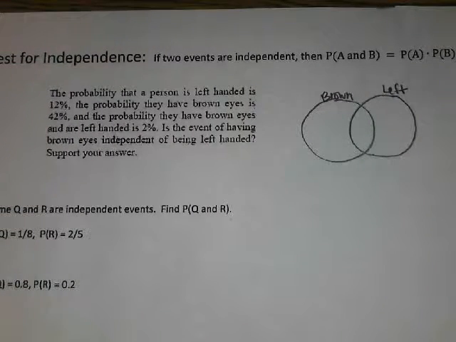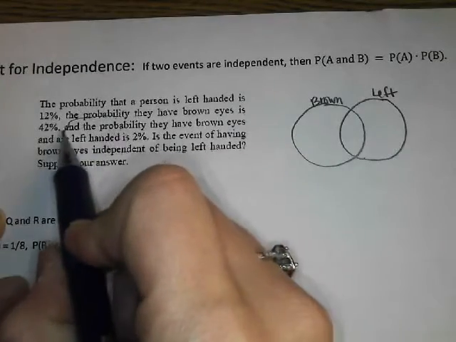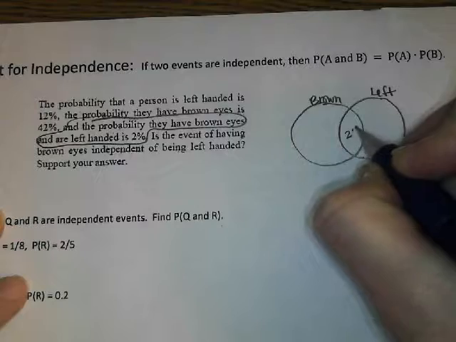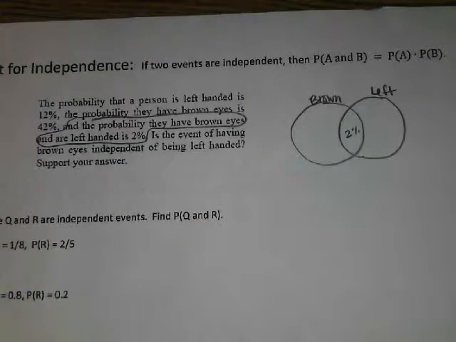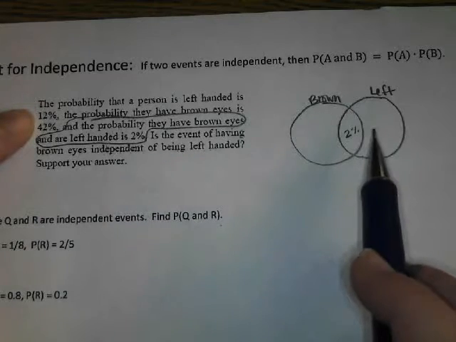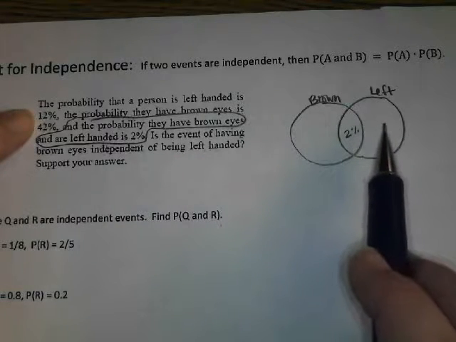Did they give us both? The overlap they did? What is that? 2%. The probability they have brown eyes and are left-handed, 2%. Perfect. So they also told us the probability of being left-handed was 12%. So what should go in here, Alexis?